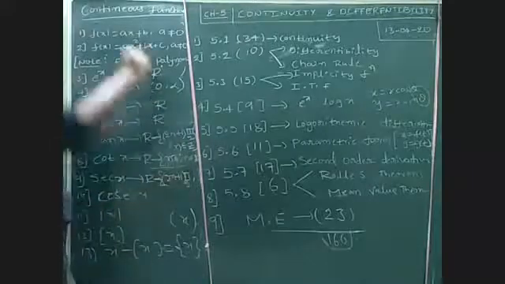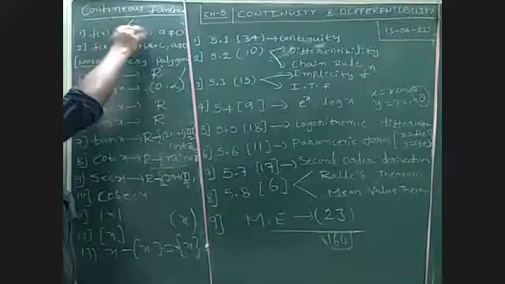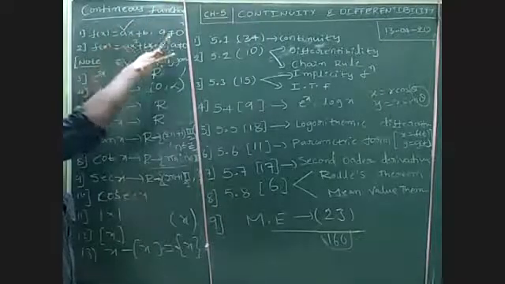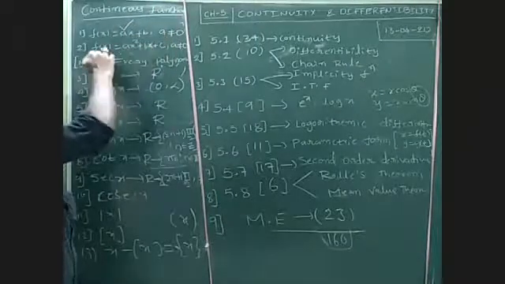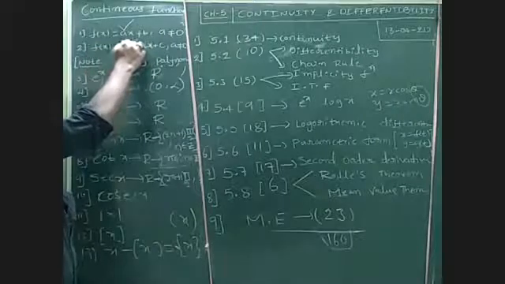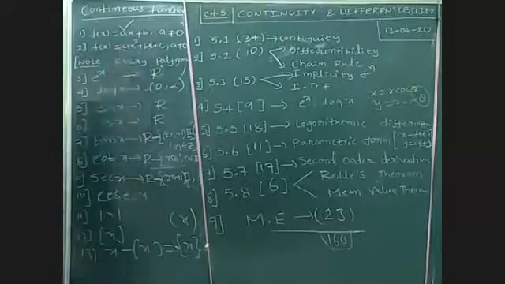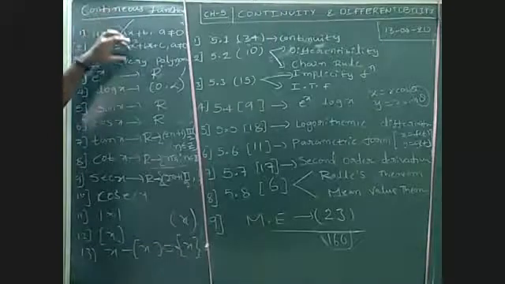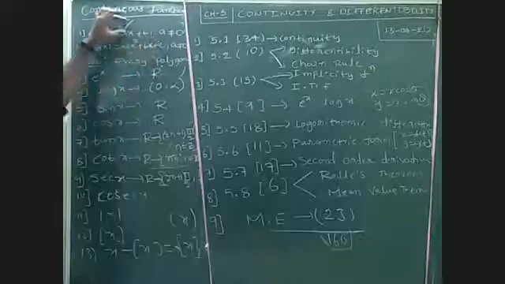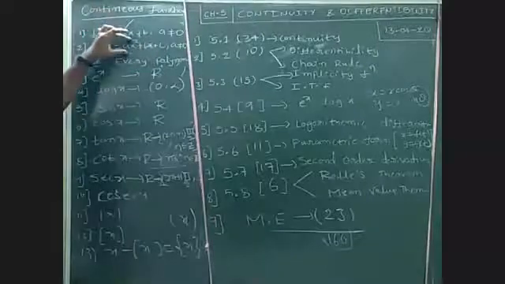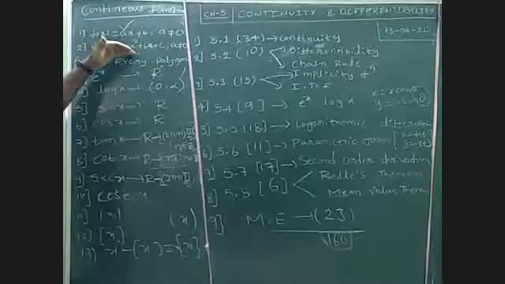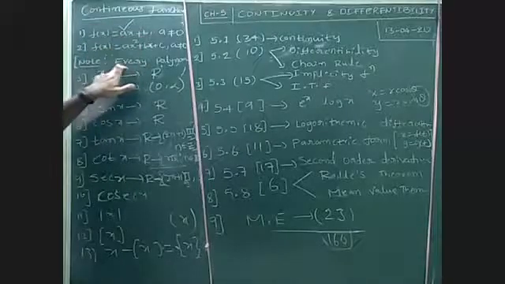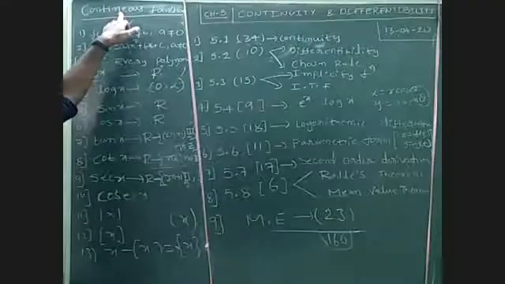Every linear equation is always continuous. Every quadratic equation is always continuous. The same holds for cubic and biquadratic equations. All these equations represent polynomials: cubic polynomial, biquadratic polynomial, fifth degree, sixth degree, like that. Every polynomial is a continuous function.